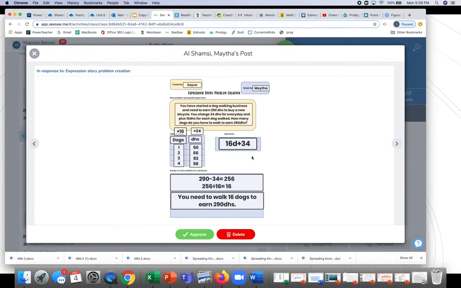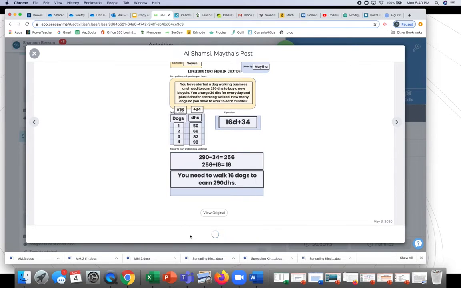Right now, I can tell that Metha has answered Soyun's. This looks great, Metha. Very good. You filled in the whole entire chart, plus you did the expression, which looks very accurate, which has a number, a variable, and then whatever the constant is, which makes sense in Soyun's example. And then you've shown your work here, and you figured out how many times she has to walk the dog to earn $290 or a dirham. So that is excellent. Well done.